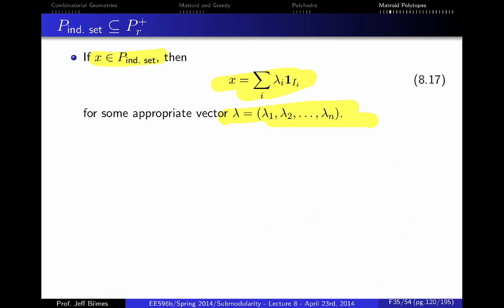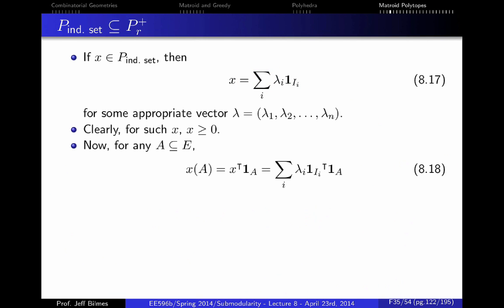Now, it might be the case that that vector is exponentially long, right? Because how many independent sets are there in a matroid? There could be exponentially many, but that doesn't matter. We're just saying it's representable by assumption. Now, any such x is clearly going to be in the non-negative orthant. It's not going to have any negative entries, right? Because nothing is negative here.